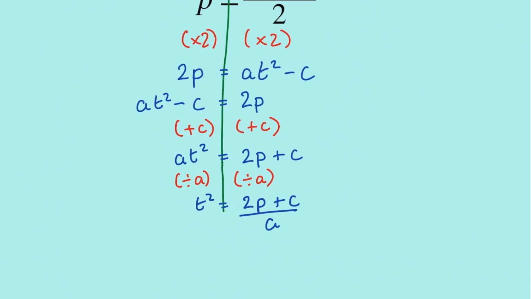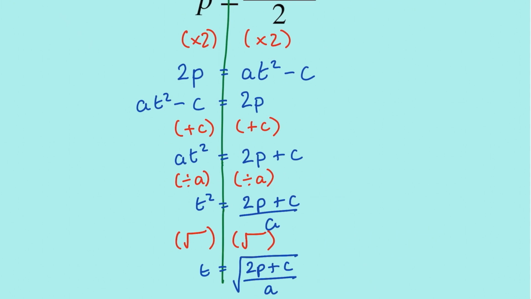And then finally, what we're going to do is square root both sides, because we've currently got the t squared. So remember, the inverse of squaring something is to find the square root of something. Same brackets, just square root both sides. This gives us, let's draw the line, t is equal to the square root of 2p plus c all over a.